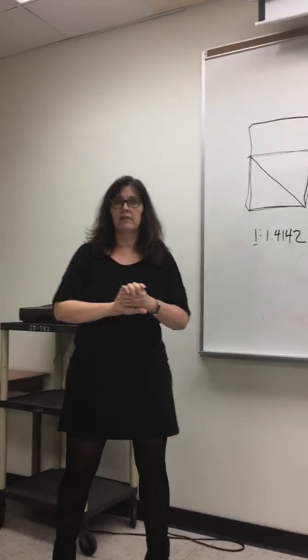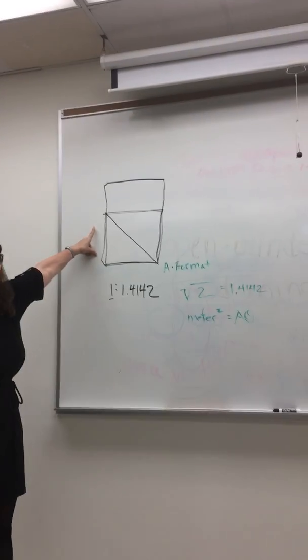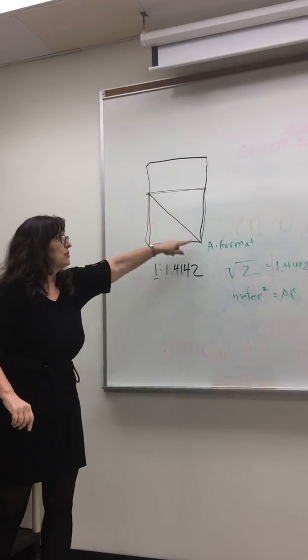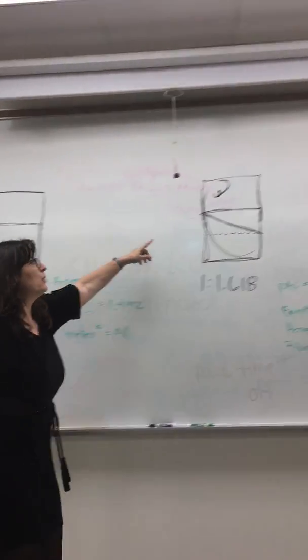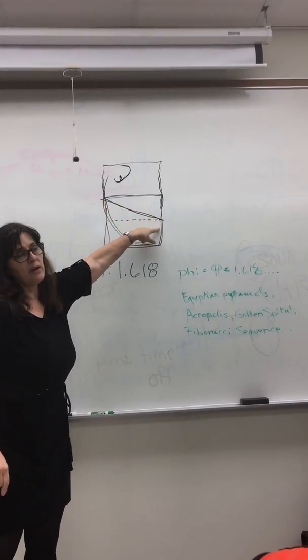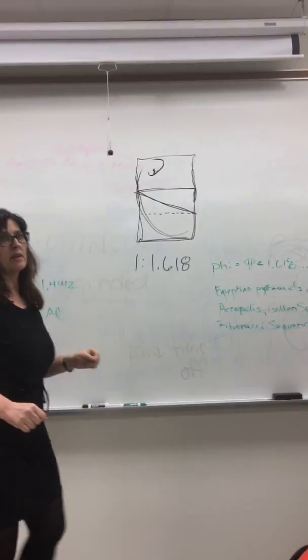Got it? Okay. One is based on the halfway point from corner to corner. The other is based on the halfway point of the square. Any other questions?